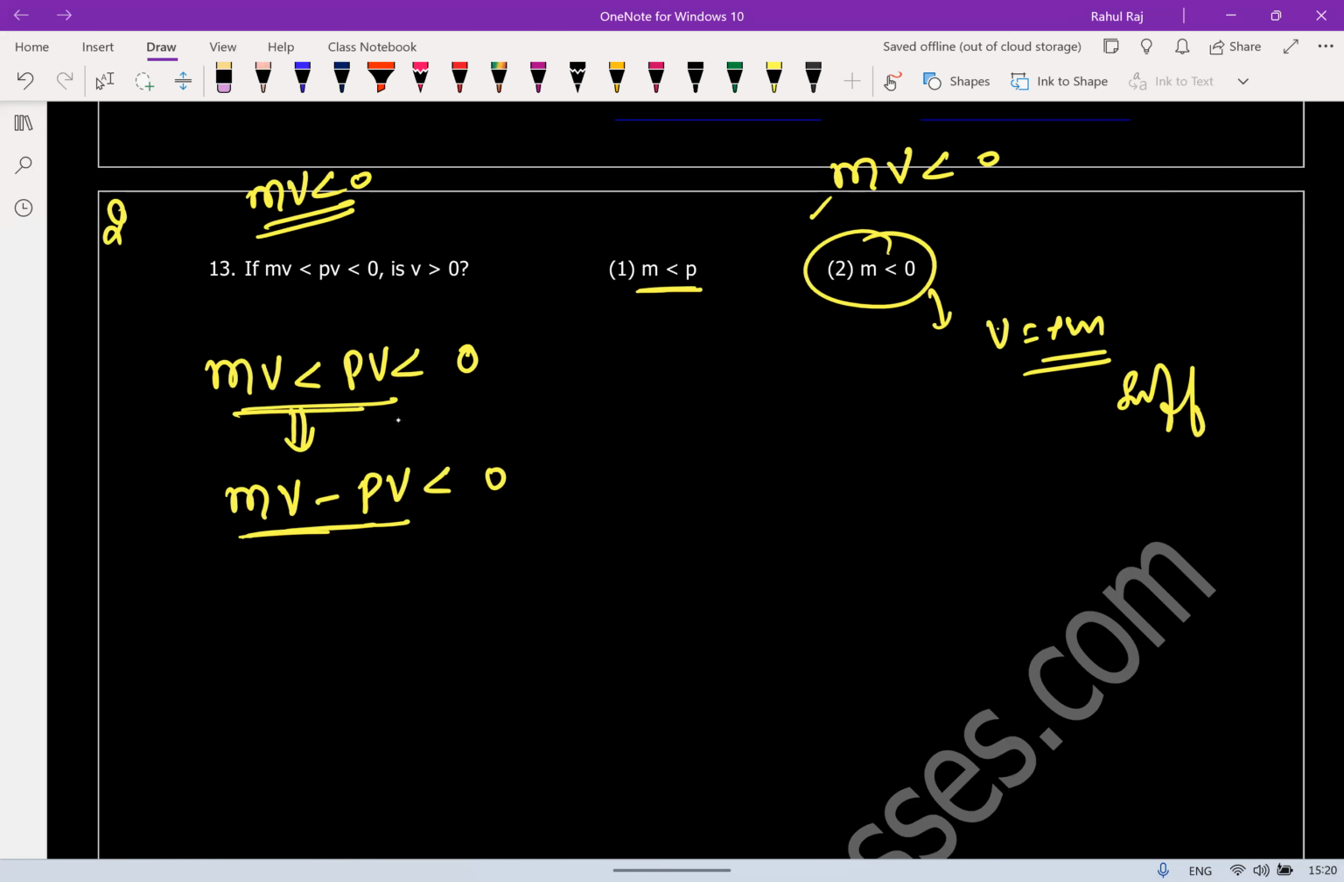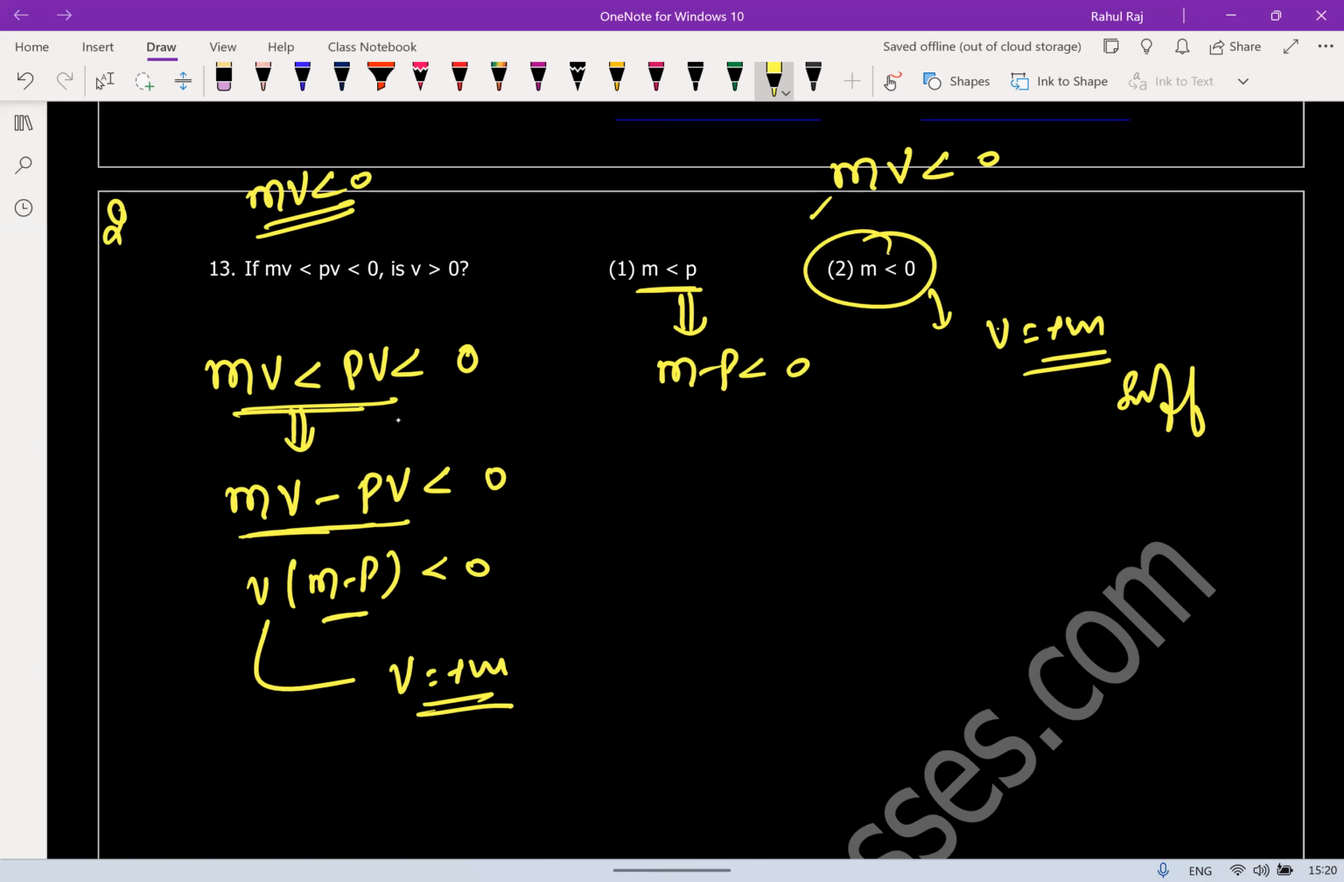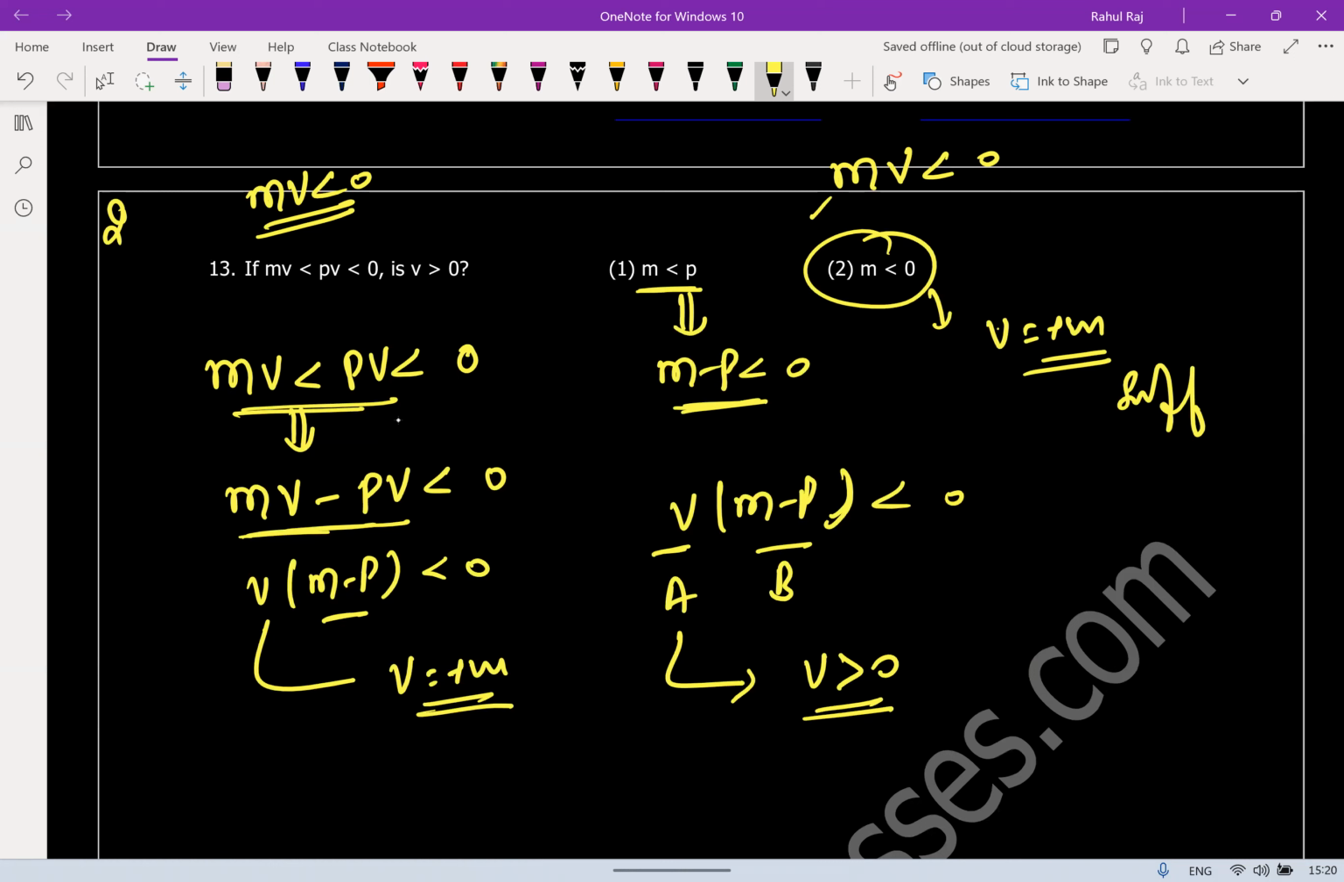Now check. What is given to you? MV minus PV is less than 0. That is nothing but V into M minus P is less than 0. What is my statement number 1? That M minus P is less than 0. If M minus P is less than 0, V has to be positive, yes or no? The information given to me is that V into M minus P is less than 0. That is A times B is less than 0. I know that B is negative, then A should be positive. That is, V should be greater than 0. Yes or no?